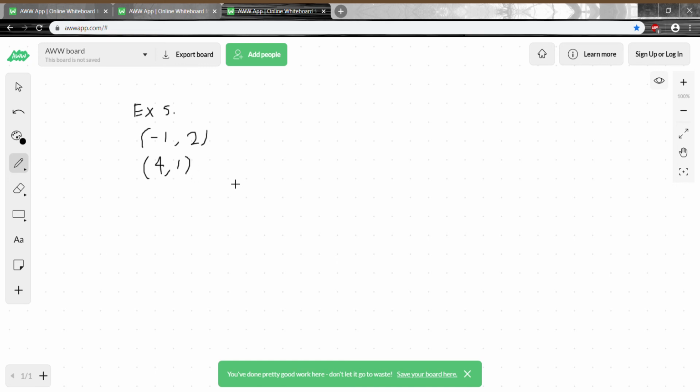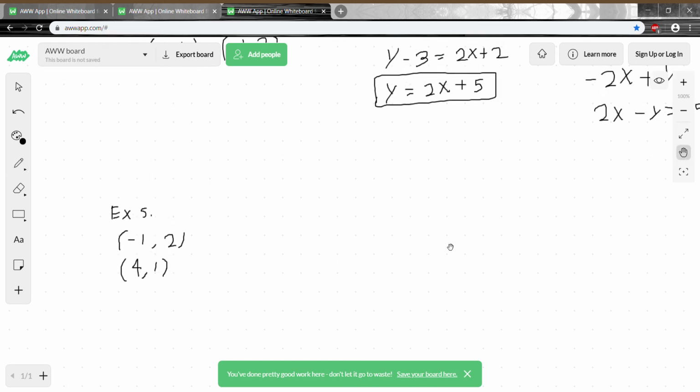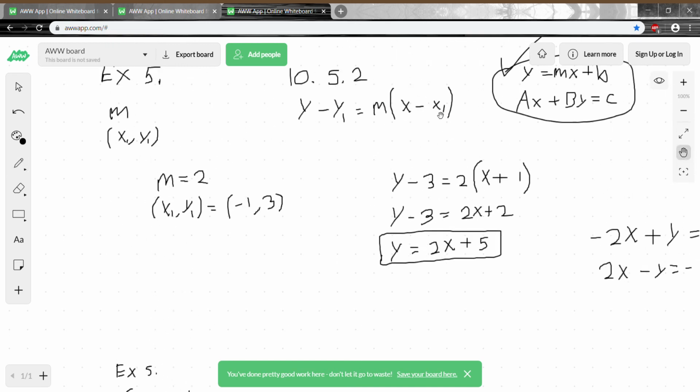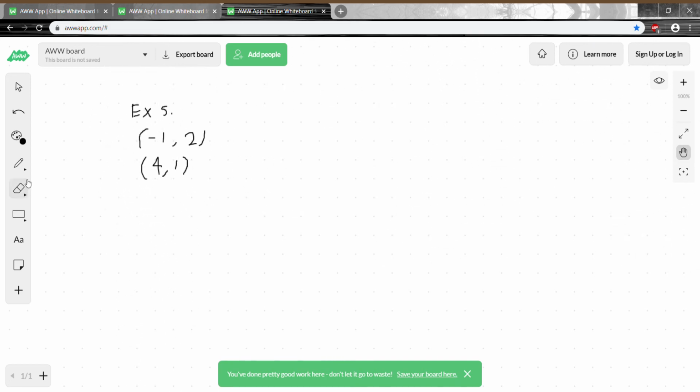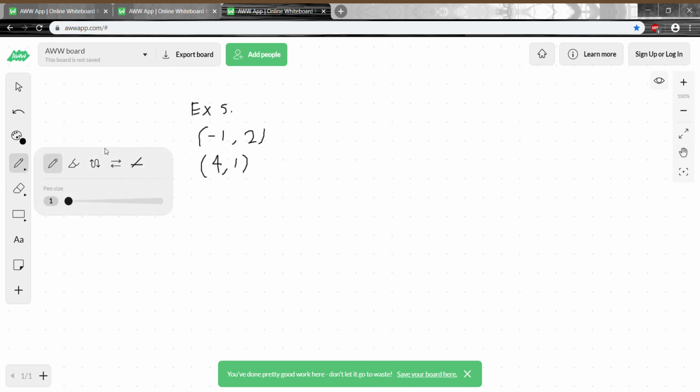Before we begin, we want to determine one of these as our x1, y1 from before. Because remember, x1, y1 is going to go into this equation right here. It doesn't matter which one, we just have to pick one. So we're going to go ahead and say that x1, y1 is going to be equal to this set of coordinates right here.